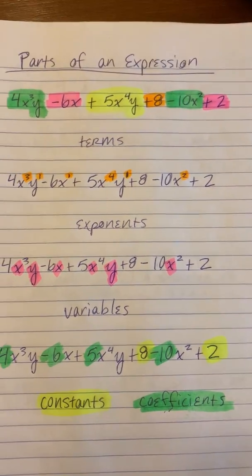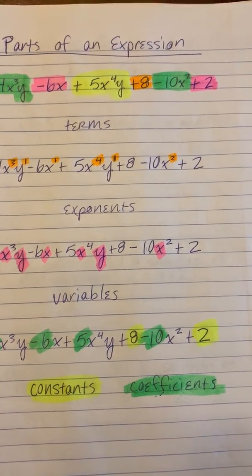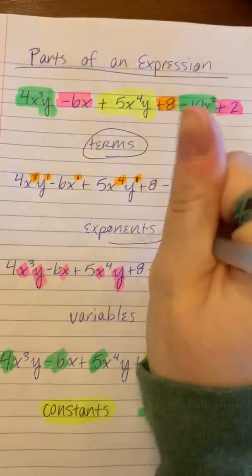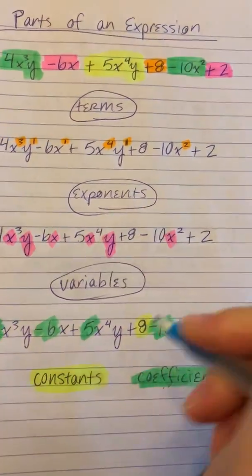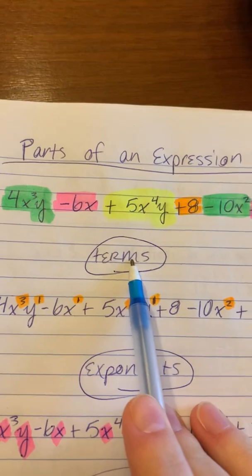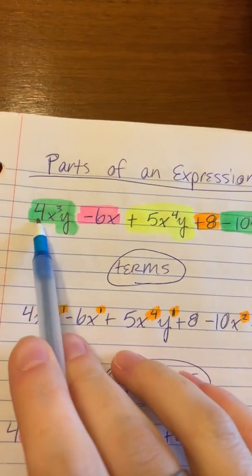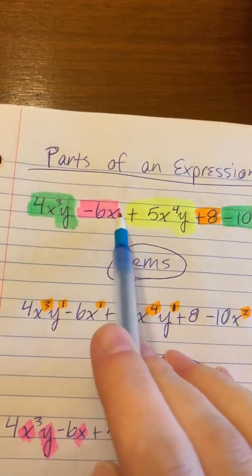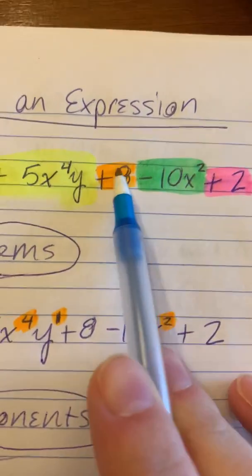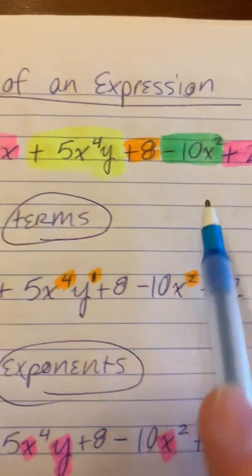The first thing I need you to remember are these 5 vocabulary words for the parts of an expression: terms, exponents, variables, constants, and coefficients. Terms, remember, are the parts of an expression. So this is one whole term, and so is this. This is another term. This is another term. This is another term, and so is this one.